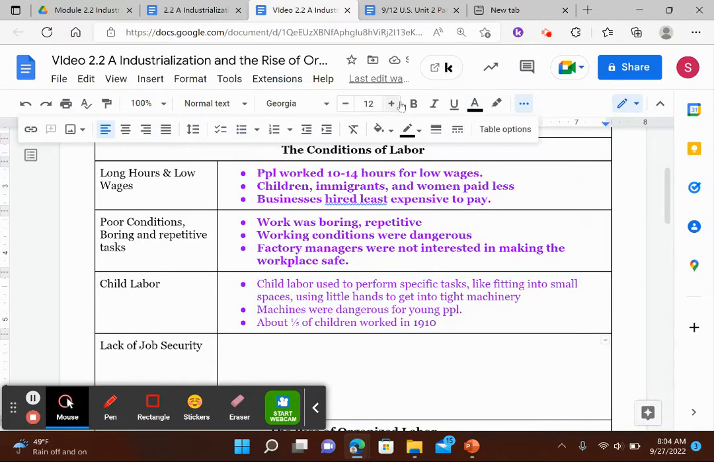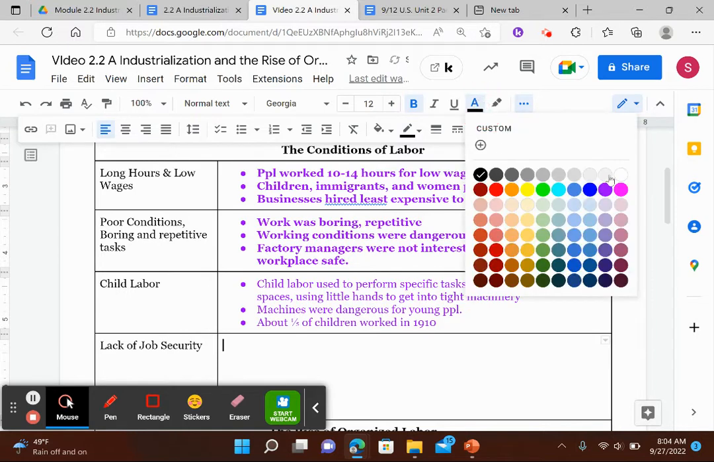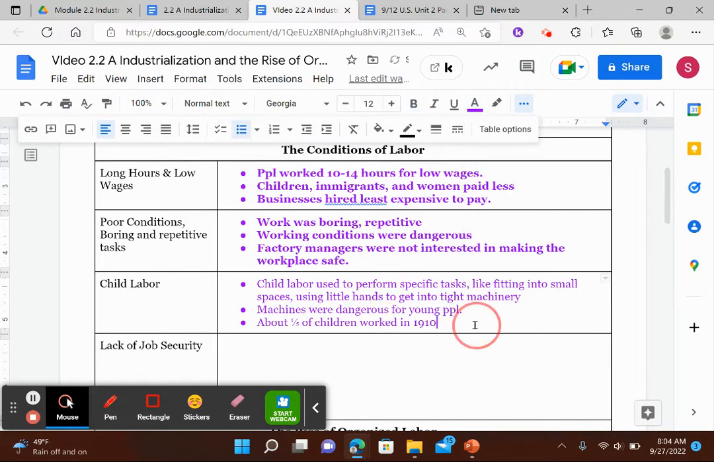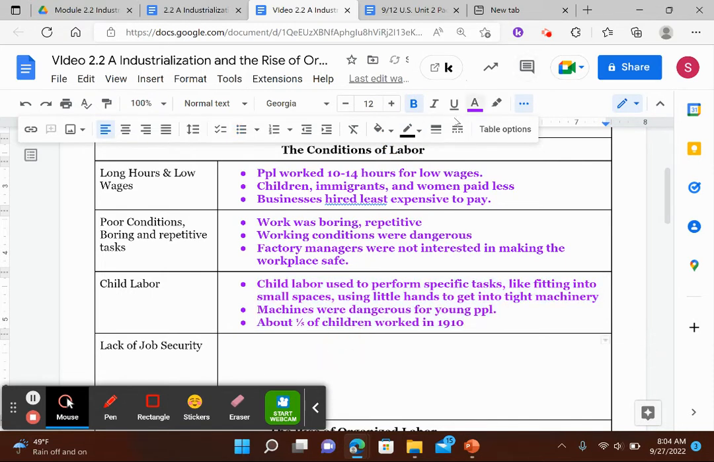All right, next, I'll go ahead and hit bold and get these pretty purple here. All right.